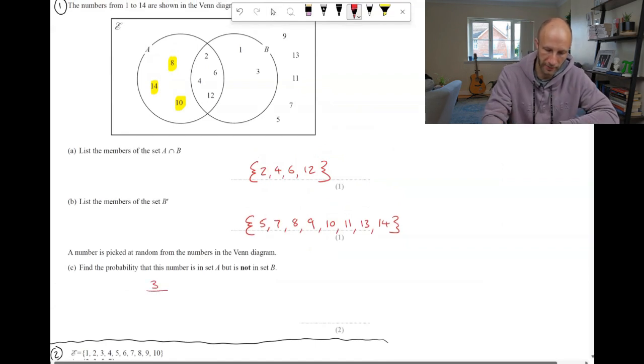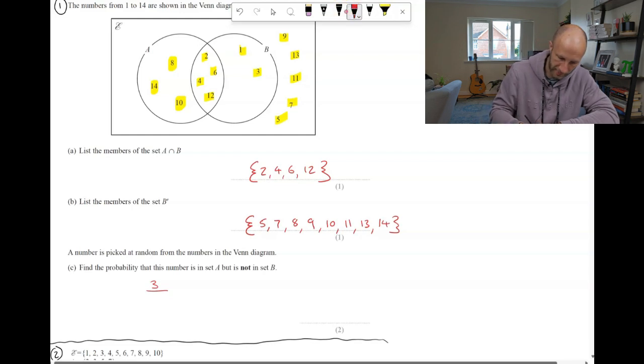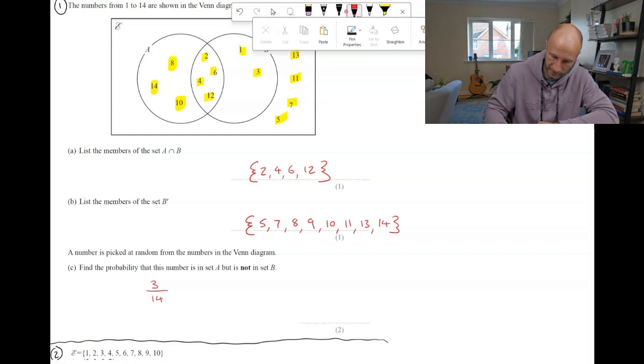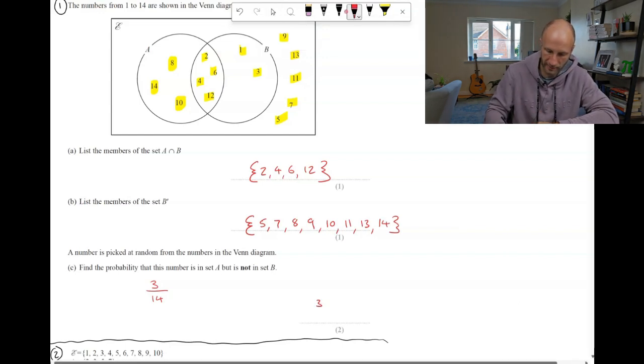And in total, there are those 3, 4, 5, 6, 7, 8, 9, 10, 11, 12, 13, 14. It's the numbers 1 to 14. 14 in total. So the probability of selecting something that's not in B but is in A is those 3 numbers, 8, 14, and 10.